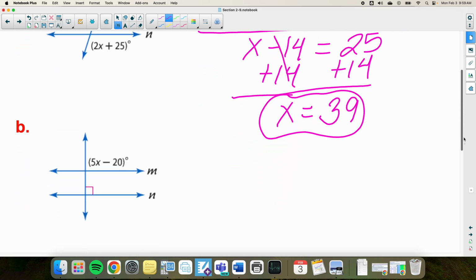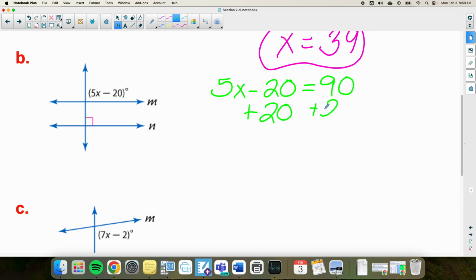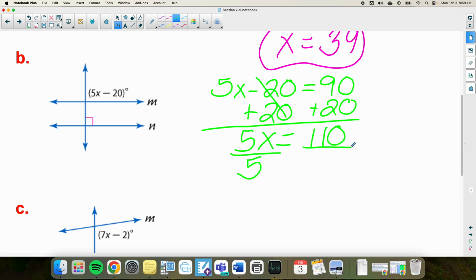Okay. Then if I look at B, corresponding, and what do we do? Set them equal. So I'd go 5x minus 20 equals 90, add 20, and 5x equals 110, divide by 5. Anyone have that? 22, right?